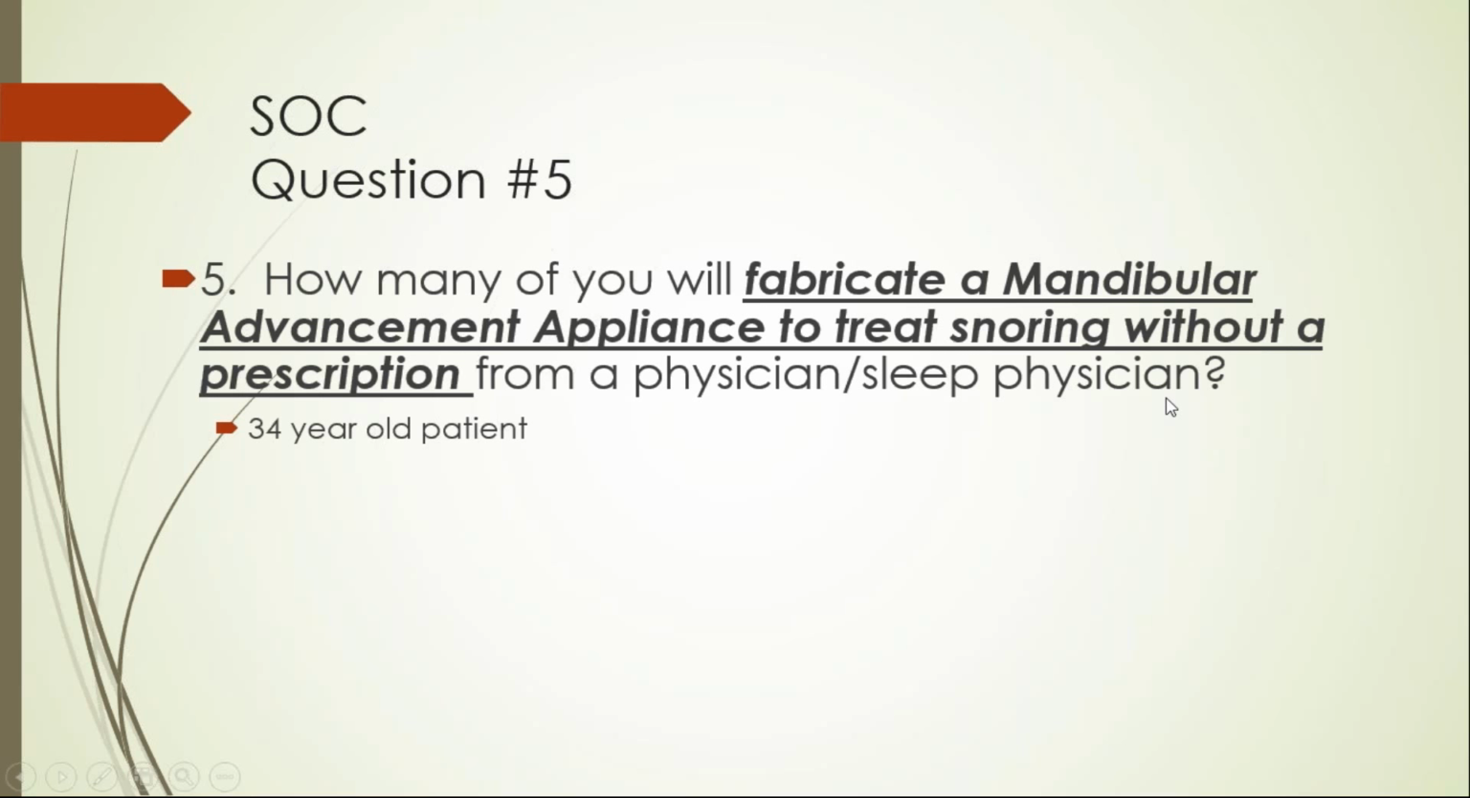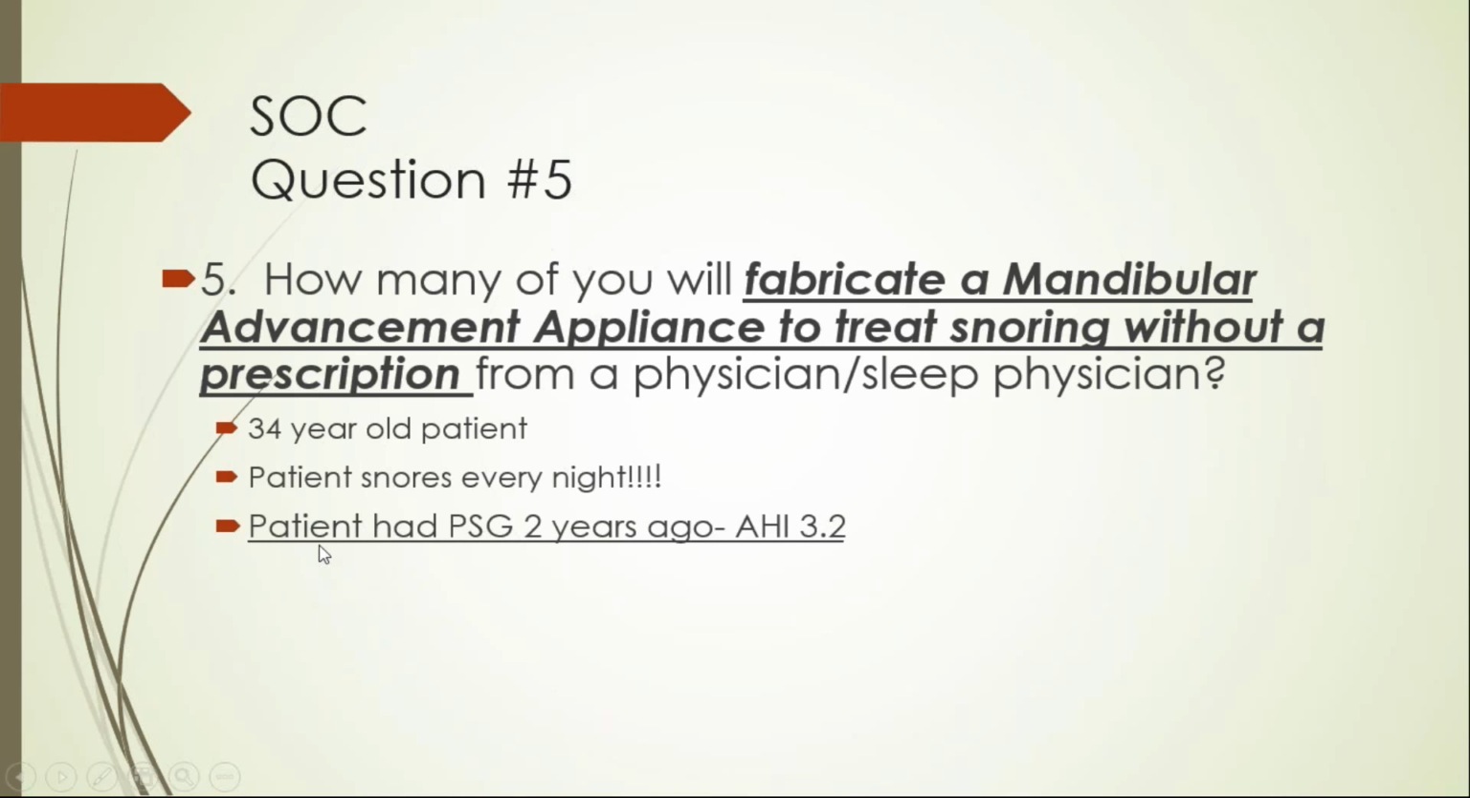Now, before you say yes or no, which I couldn't hear anyway, probably, understand this is a 34-year-old patient, snores every night, and had a PSG 2 years ago, and the PSG showed an AHI of 3.2. So for my newbies out there, that means they had an overnight in-lab sleep study, and the results were within the normal range. So this patient doesn't have OSA by definition. Patient states that she, it's a female, she is always tired.